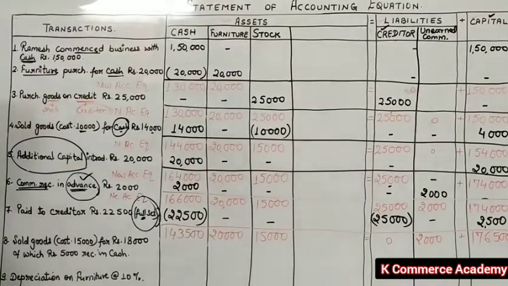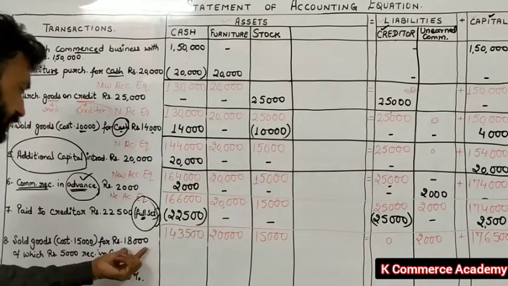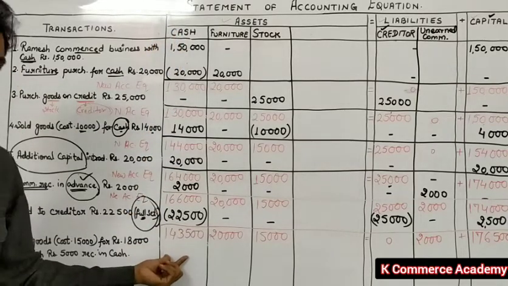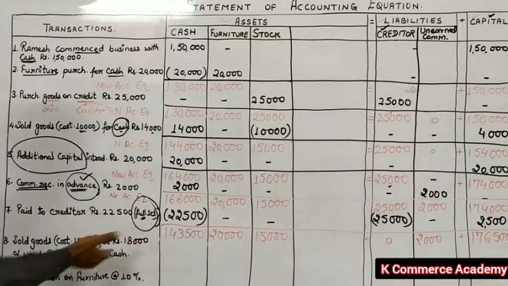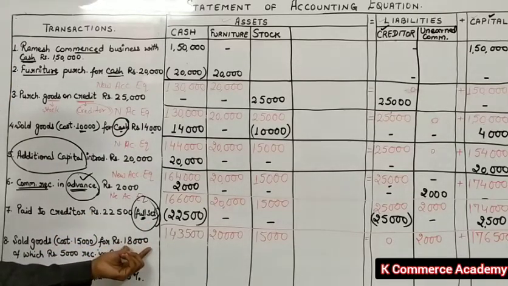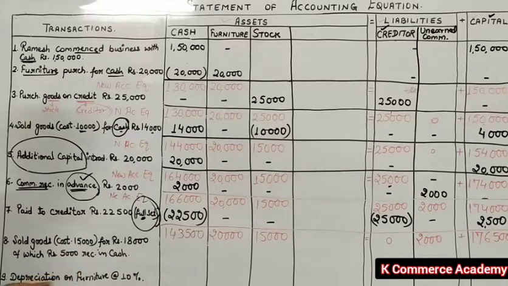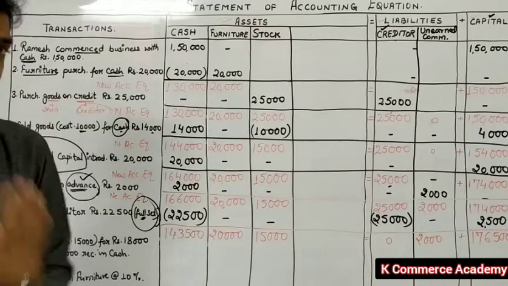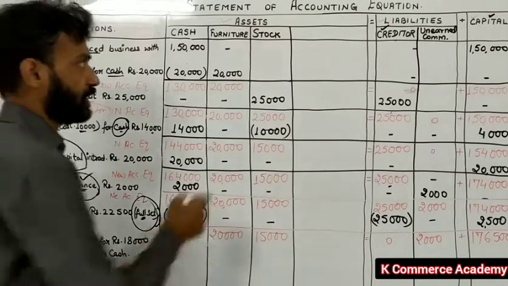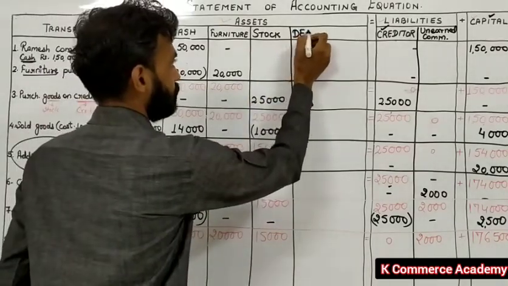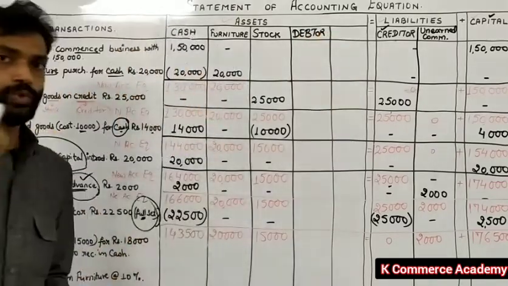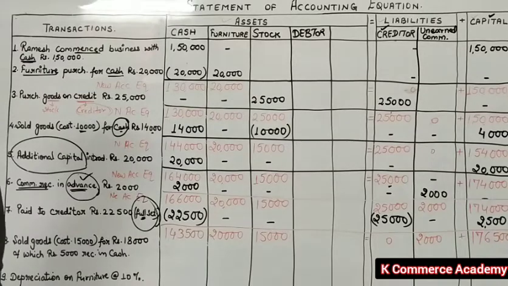Fine. Now the thing is, of which 5,000 is received in cash. So in the column of cash you will add rupees 5,000. 18,000 sold, of which 5,000 you have received in cash. What about the remaining 13,000? The remaining 13,000 will be considered as sold on credit. Whenever you sell goods on credit, it gives rise to a debtor. So you will create a new column in the assets for debtors. The person to whom we sell goods on credit is known as debtors.